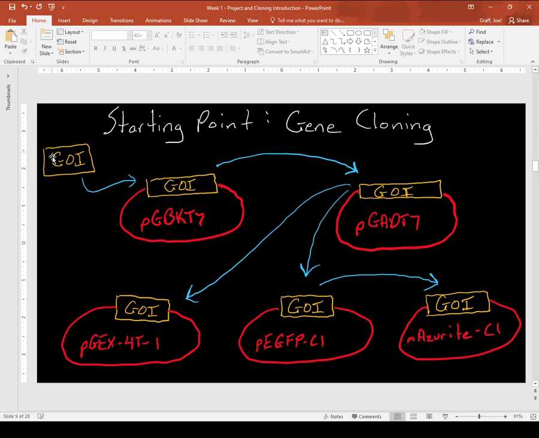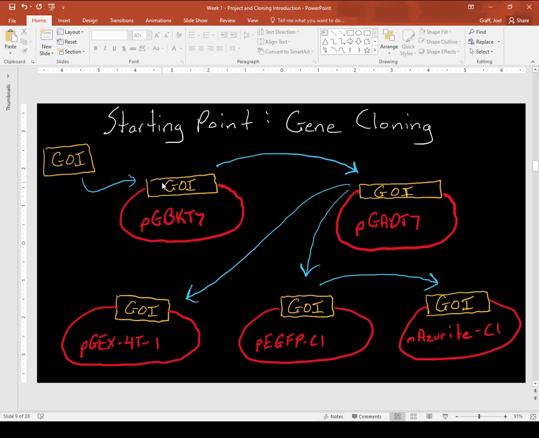Once those gene products come in, we have them designed so that they can be cloned into different plasmids. I'm showing 5 different plasmids here. The arrows represent the general flow that we use when we're cloning the gene of interest into different plasmids. The first step of cloning the gene of interest into PGBK T7 pretty much happens all the time. That's almost always our first step. Once we have it in there, we can move it into a kind of sister plasmid called PGAD T7. From there, we can cut it out and put it into a third plasmid.